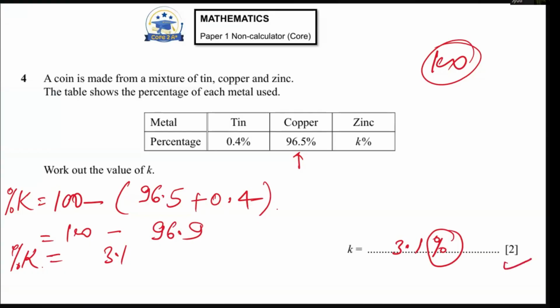Suppose this question is for 2 marks. You may get only 1 mark if you forget to write the percentage. Okay, don't forget. Next.